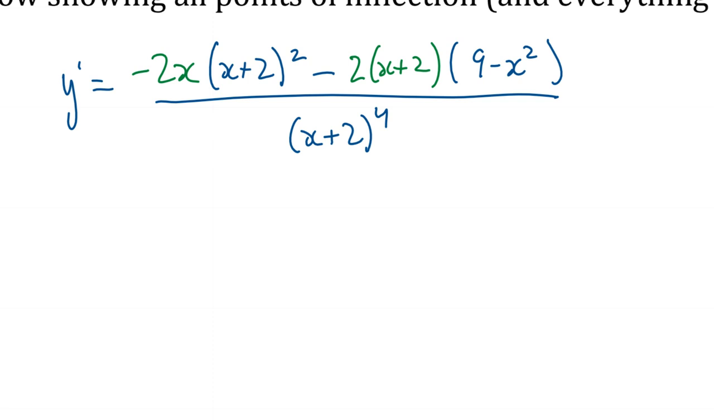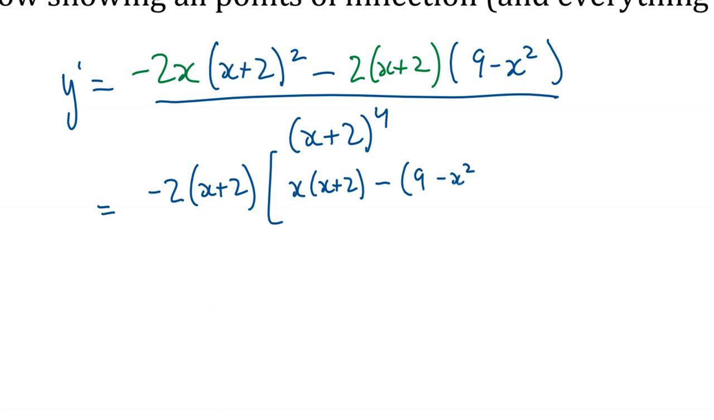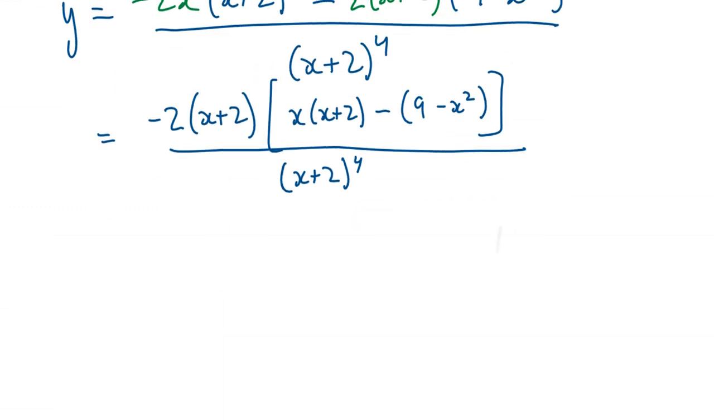Factor out a negative 2. Factor out an x plus 2. And I get x times x plus 2, minus 9 minus x squared. And x plus 2 is going to cancel.